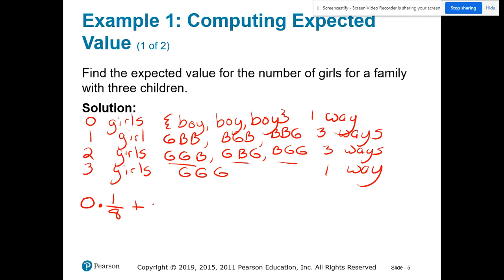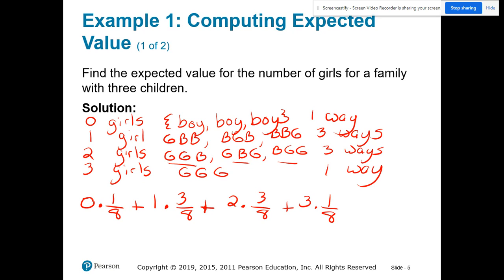Now we have one girl. We have three ways we can do that out of 8 possible. Now we have two girls. Sorry, two girls. Three ways to do it. And now we have three girls. And one way.